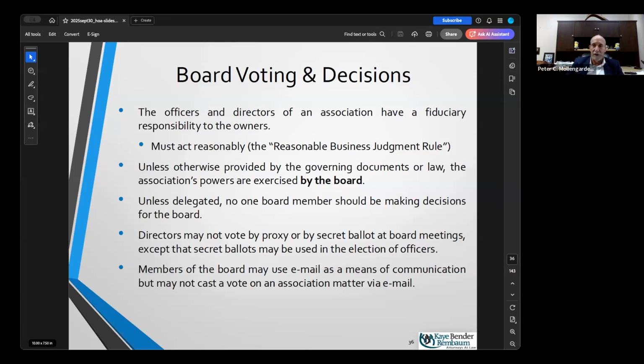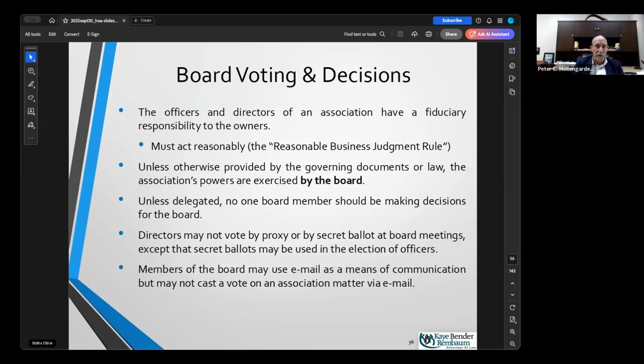Obviously, certain things like elections are owner decisions, and amendments to documents are generally owner decisions, but it's a pretty short list of what the owners actually vote on. Usually the association, for the most part, is operated and run through the board. Unless delegated, no one board member should be making decisions for the board. So again, I've seen this through the years where usually the president, but sometimes one person, is pretty much calling all the shots. And that's not the way it works.